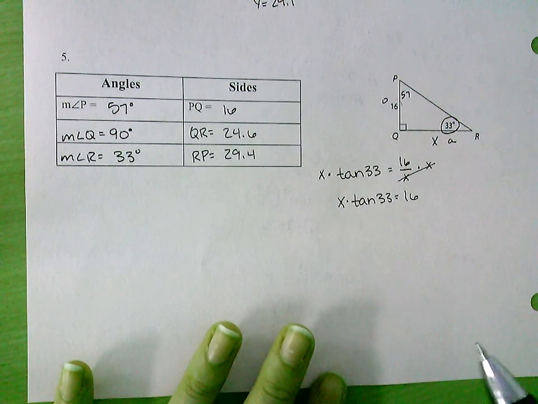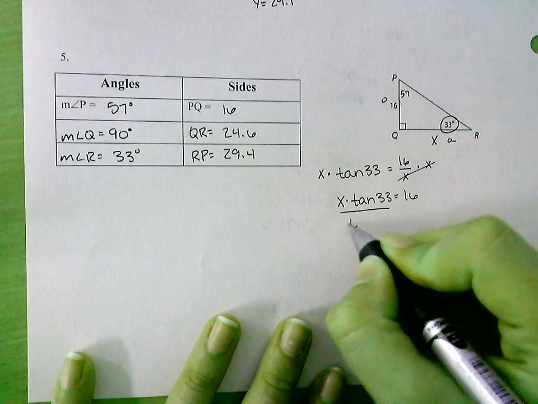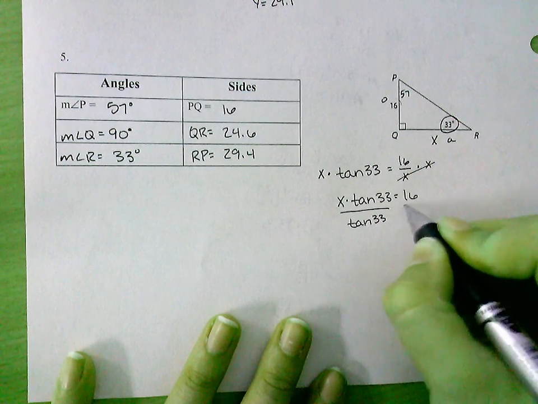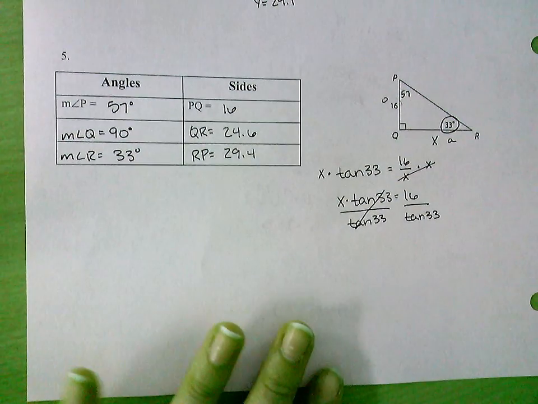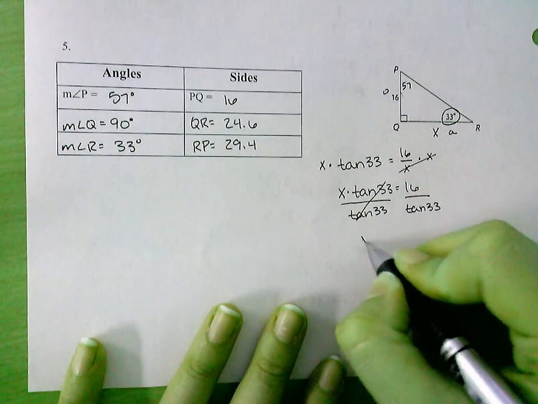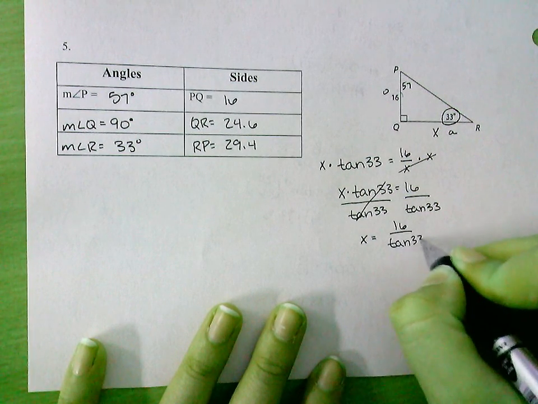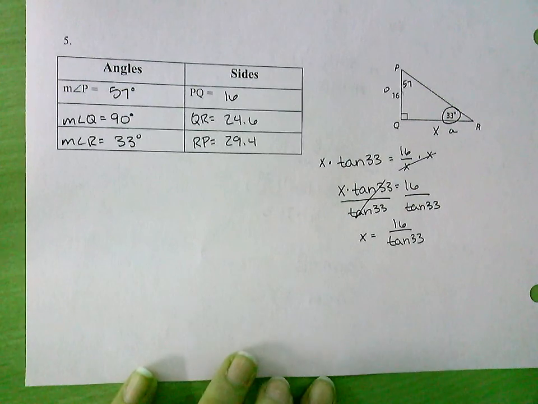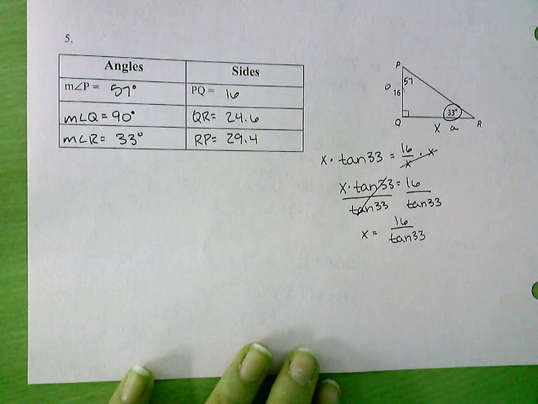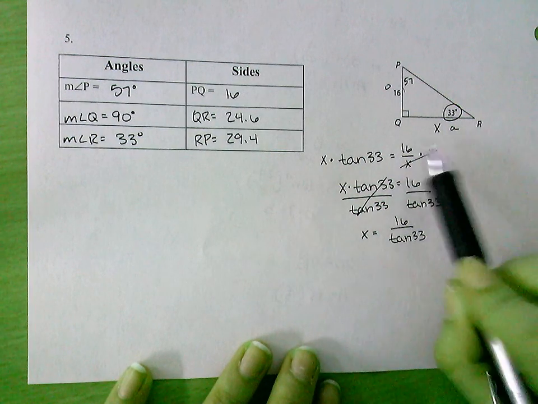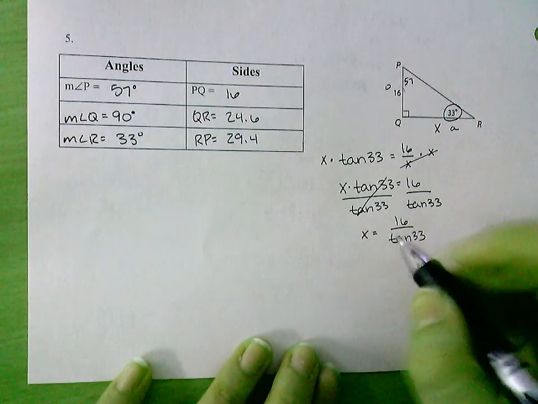Again, you're trying to isolate your variable, to get it by itself. So you're going to divide both sides by tangent of 33. It cancels out over here, so we have X is equal to 16 over tangent of 33. You can plug that into your calculator. When I do that, that was QR, you should get 24.6.